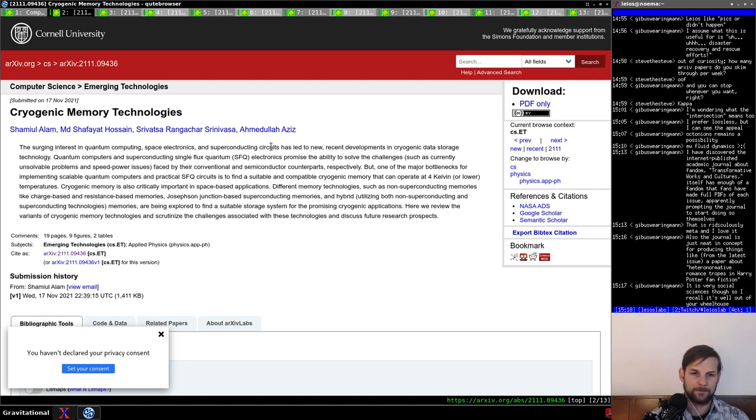Single flux quantum circuits, is to find suitable and compatible cryogenic memory that can operate at 4 Kelvin. Right. Clearly this is an issue, right? Because, I don't know if this is true anymore, but at least when I started the PhD, there was no such thing as a universal quantum computer. There were IBM quantum computers, but these only have nearest neighbor qubits to deal with.